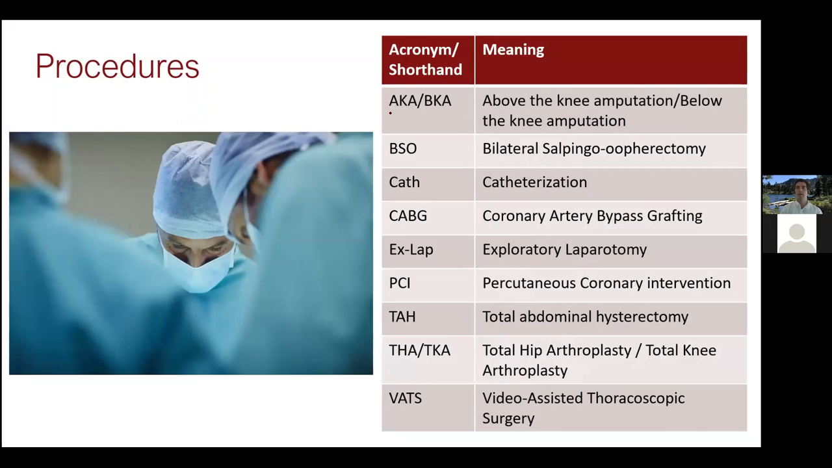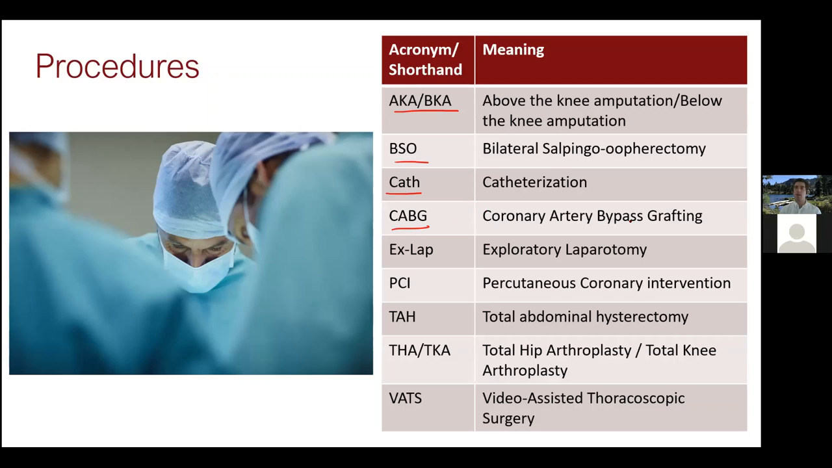So you can have an AKA / a BKA, which is above or below the knee amputation. BSO, which is bilateral salpingo-oophorectomy, which is when you actually cut out the ovaries. A cath, which is a catheterization. There are a couple of different ways you can catheterize people, but generally what we're speaking of with this is when we go in through the arteries and then we take a look at the coronary arteries using a catheter, which is a flexible tube.